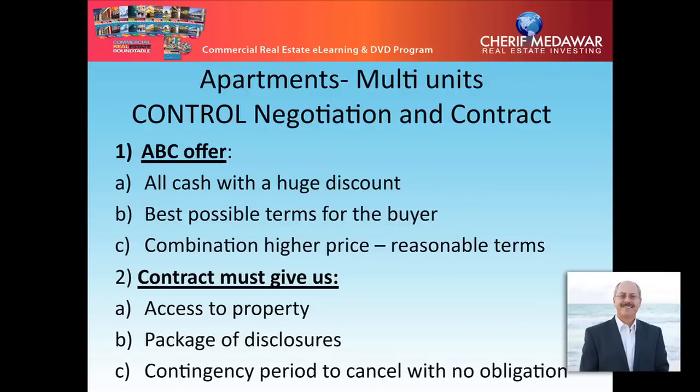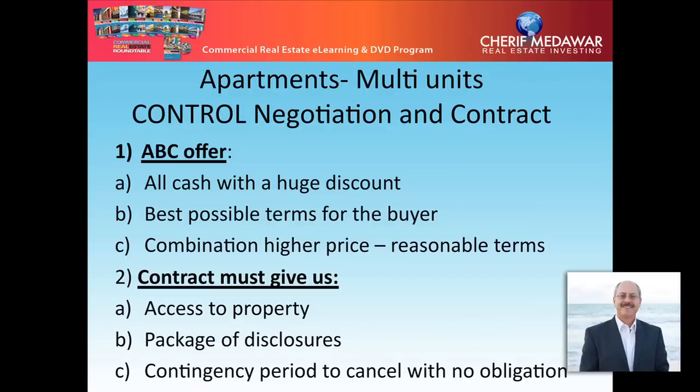So there is something I call the ABC offer. The ABC meaning A for an all cash with huge discount. The guy wants $1 million. I'll tell you what, I'll give you $700,000 all cash. You also present a B offer, which is best possible terms for the buyer. You know what? I'll give you the $1 million, but I need you to carry the note. I'm the buyer. I need you, the seller, to carry the note, right, at X%.